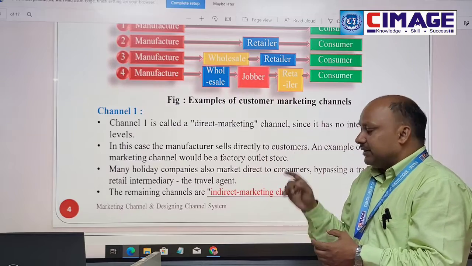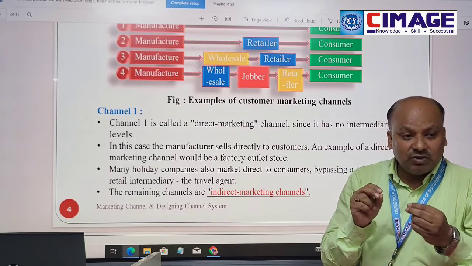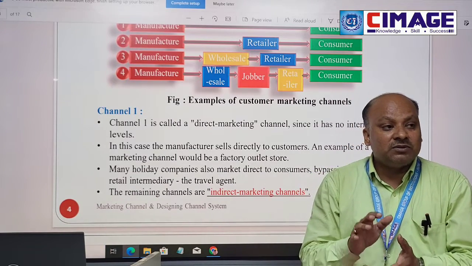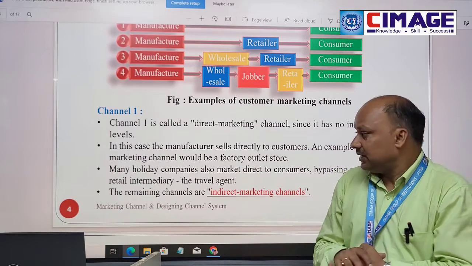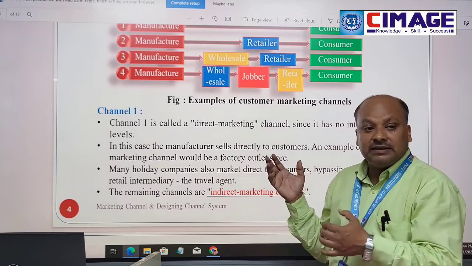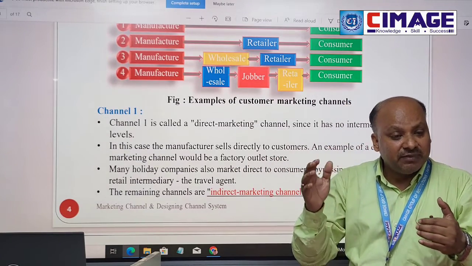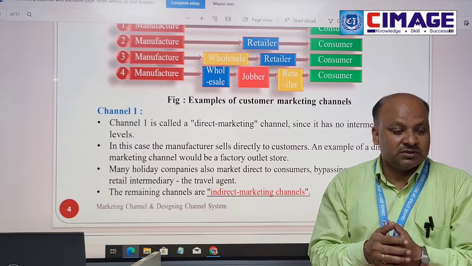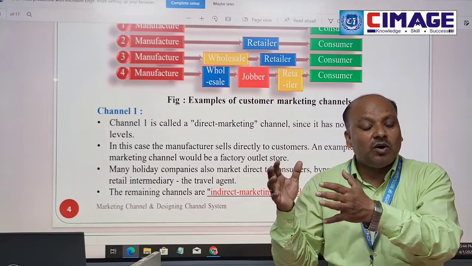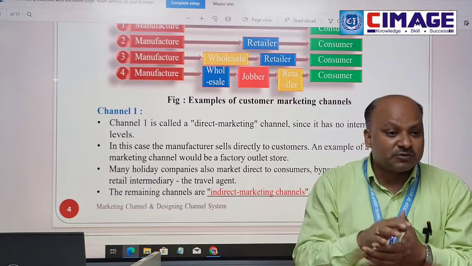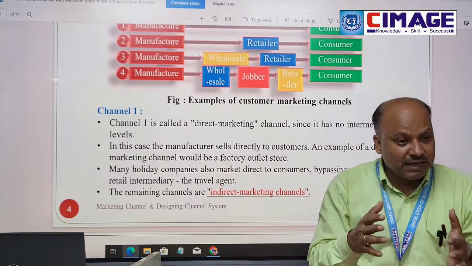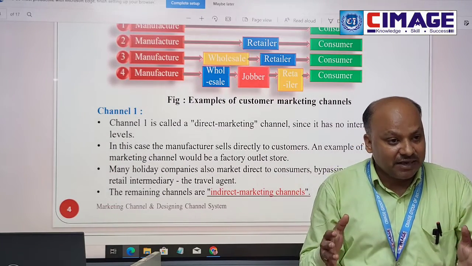Now the factory outlet is a very good, perfect example through which we can understand the direct marketing channel. How is it so? Because we all know that for factory outlet stores, there are no intermediaries between the manufacturer and the outlet. The goods are transported directly to the outlets. And this is how we can say that a direct marketing channel exists under the factory outlet.